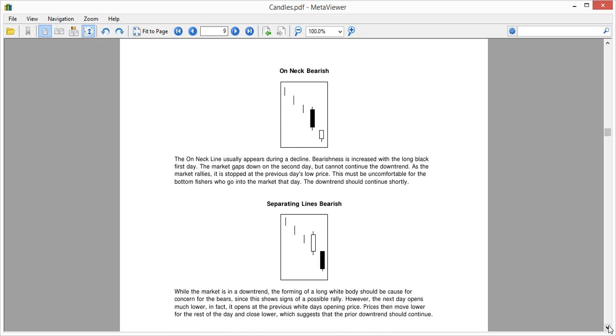On neck bearish. The on neck line usually appears during a decline. Bearishness is increased with a long black first day. The market gaps down on the second day but cannot continue the downtrend. As the market rallies, it has stopped at the previous day's low price. This must be uncomfortable for bottom fishers who go into the market that day. The downtrend should continue shortly.